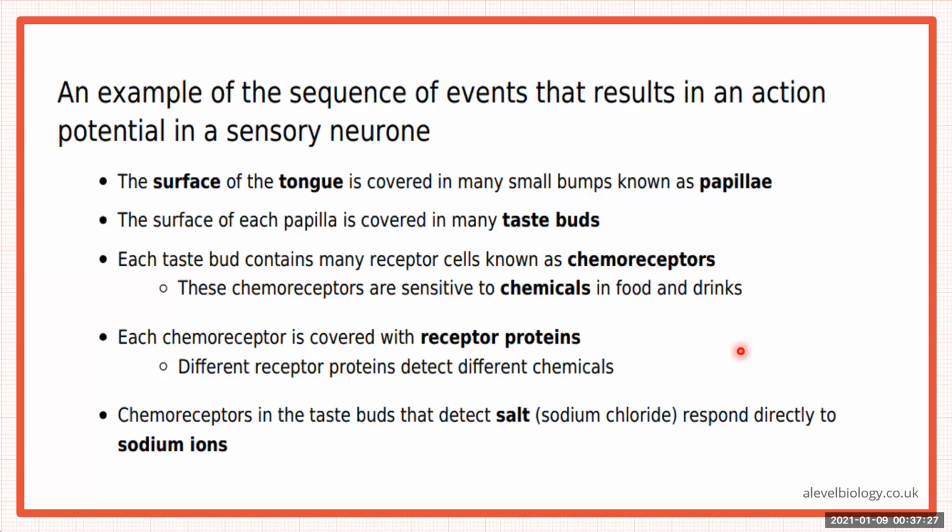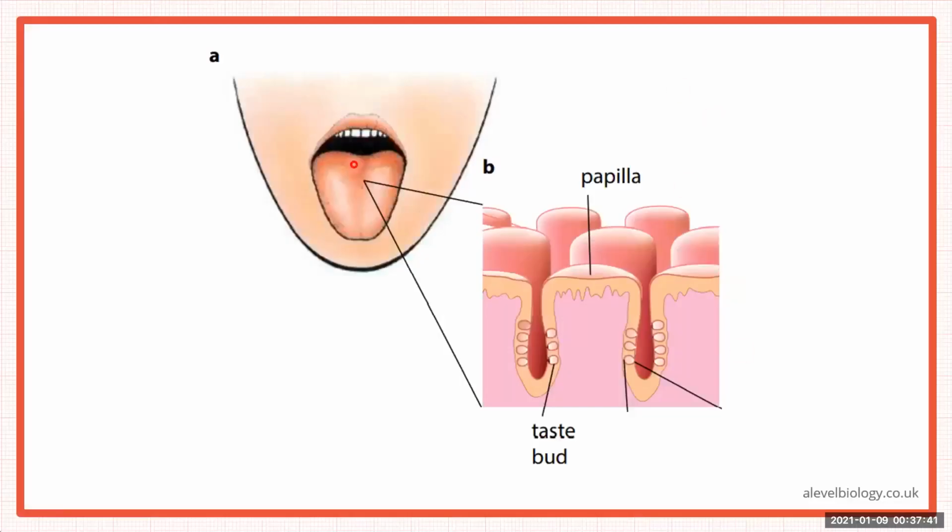Okay, so let's discuss an example. This is a sequence of events that results in an action potential when it occurs in a sensory neuron. The surface of our tongue is covered with many small bumps, which are known as papillae. So this is the tongue, right? And this is a close section here, in large view. These bumps are what we call papillae. These papillae contain many taste buds.